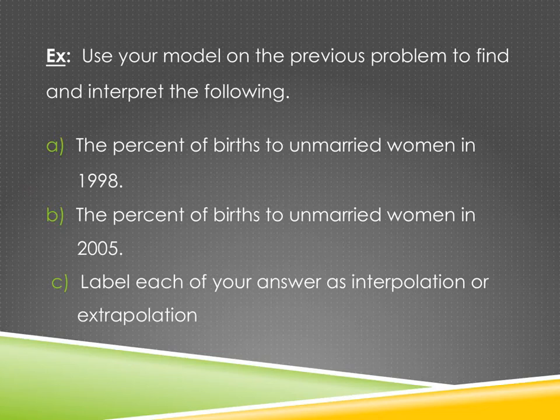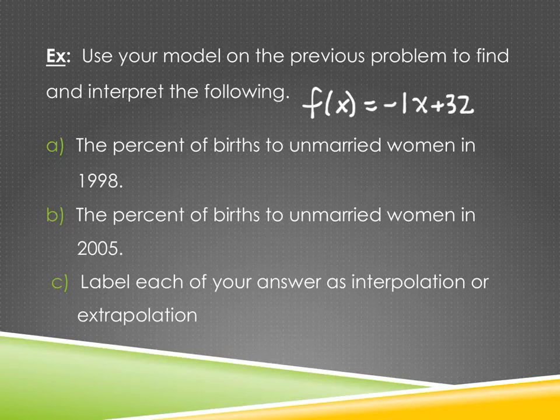Okay. We're going to use that model we just created. So the model that we just created was what? Just a second. Oh, there's a typo on my piece of paper. This doesn't look right. All right, please, yes, go ahead. f(x) equals negative 1x plus 32. Excellent. And this is percent, and where x is years since 1995, right? Okay. And then we're going between 0 and 4 if we're interpolating.